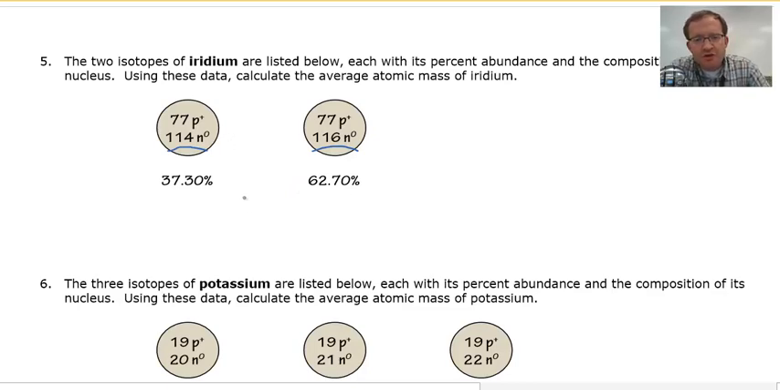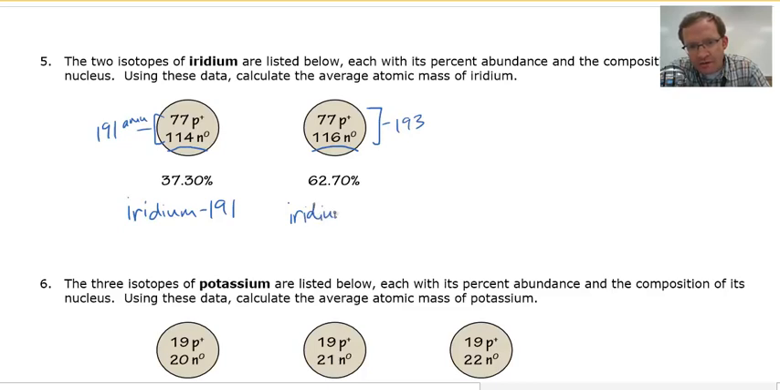The first thing we want to do here is add these together because we need the mass number. We need the total mass of each of these. If we add 77 and 114 together, we get 191 AMUs, and we'd call this iridium-191. And over here, we add these together and we get 193, so this is simply iridium-193.